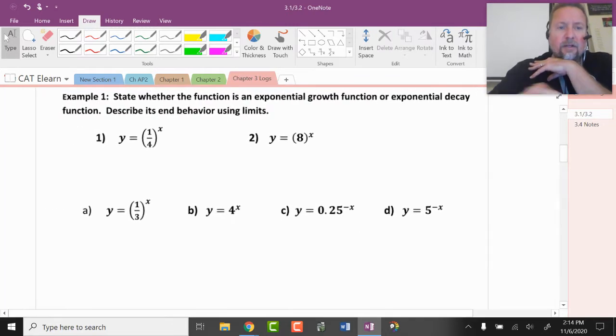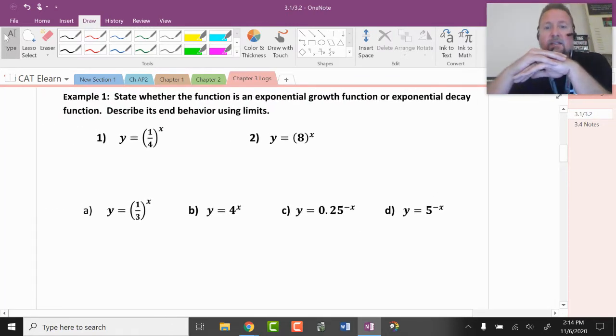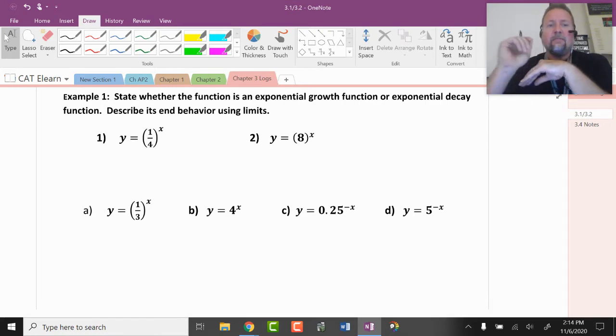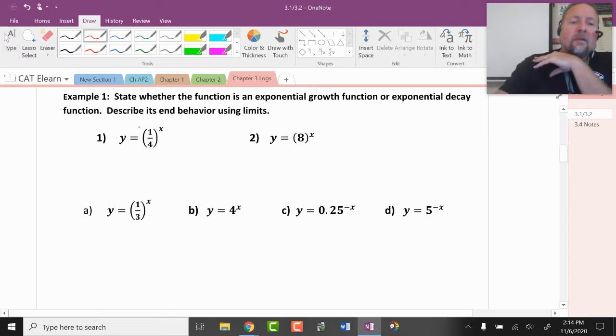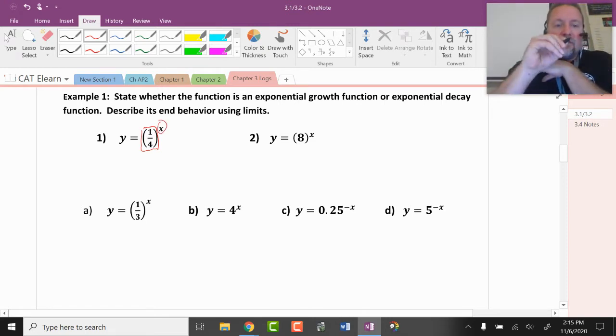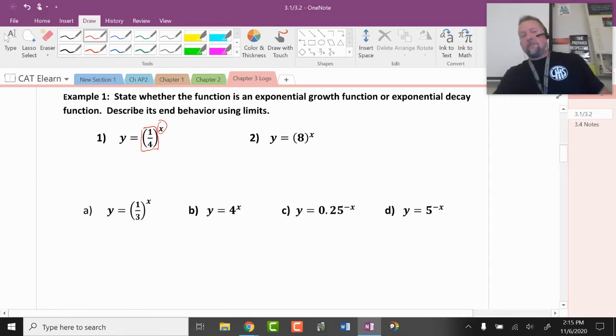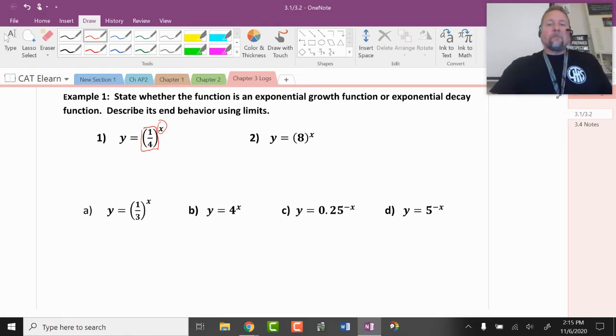So looking at these first couple, state whether the function is an exponential growth or exponential decay. Describe its end behavior using limits. I'm just going to do a couple of them. First of all, this b value is 1/4, and it's raised to the x. So A, it is exponential. Exponentials have to have x in the numerator. What? That is just the most ridiculous comment I just made. I'm frustrated with myself. X has to be in the exponent. The variable's in the exponent.